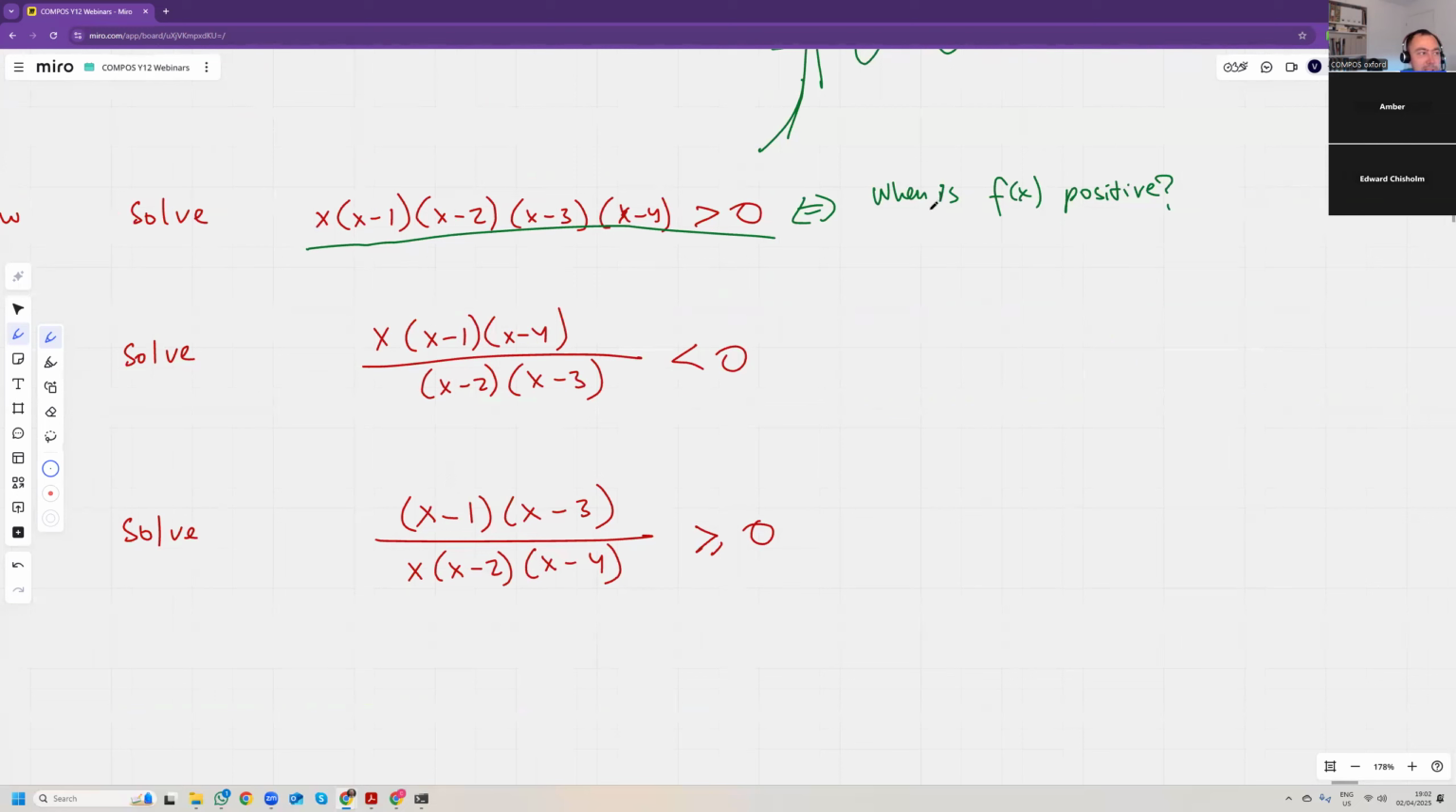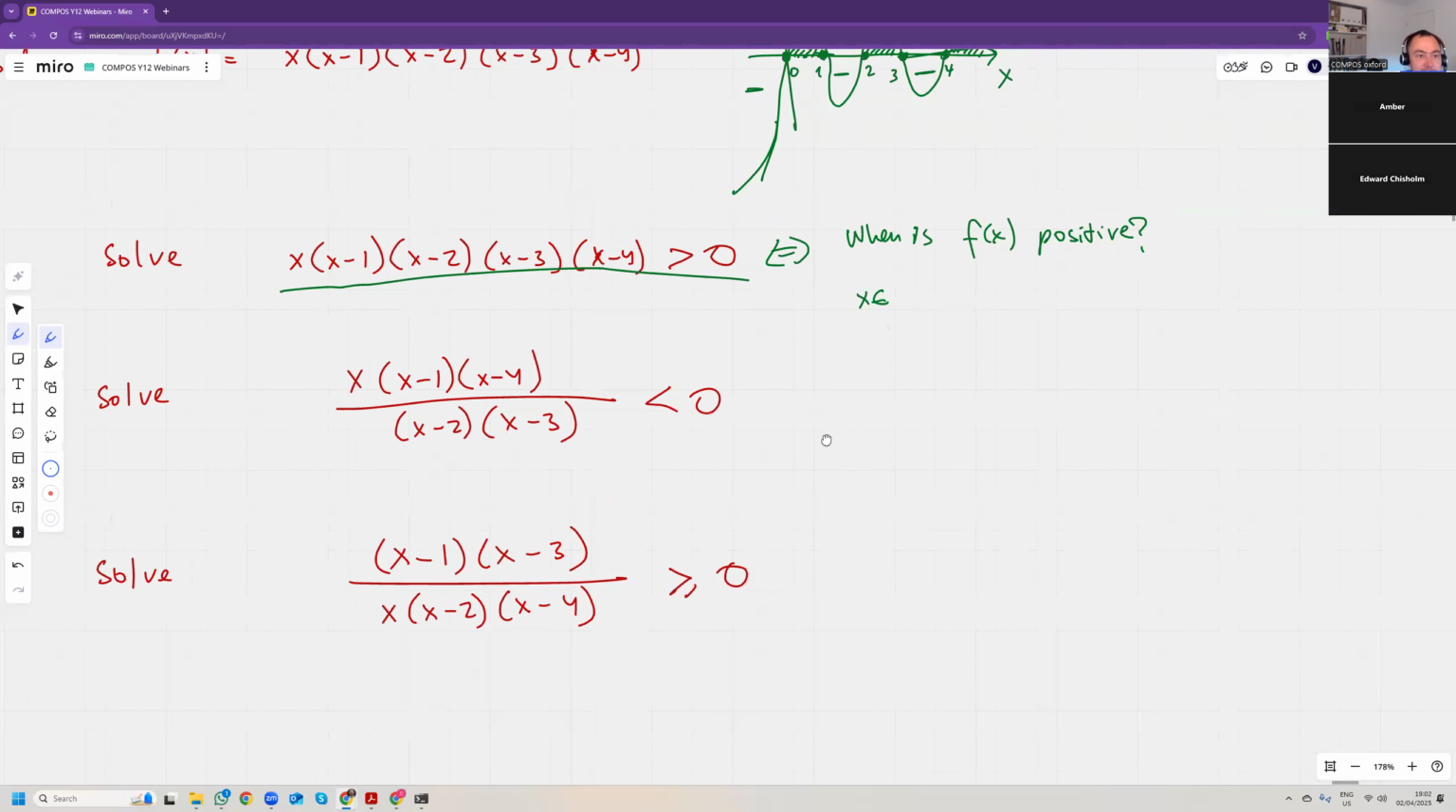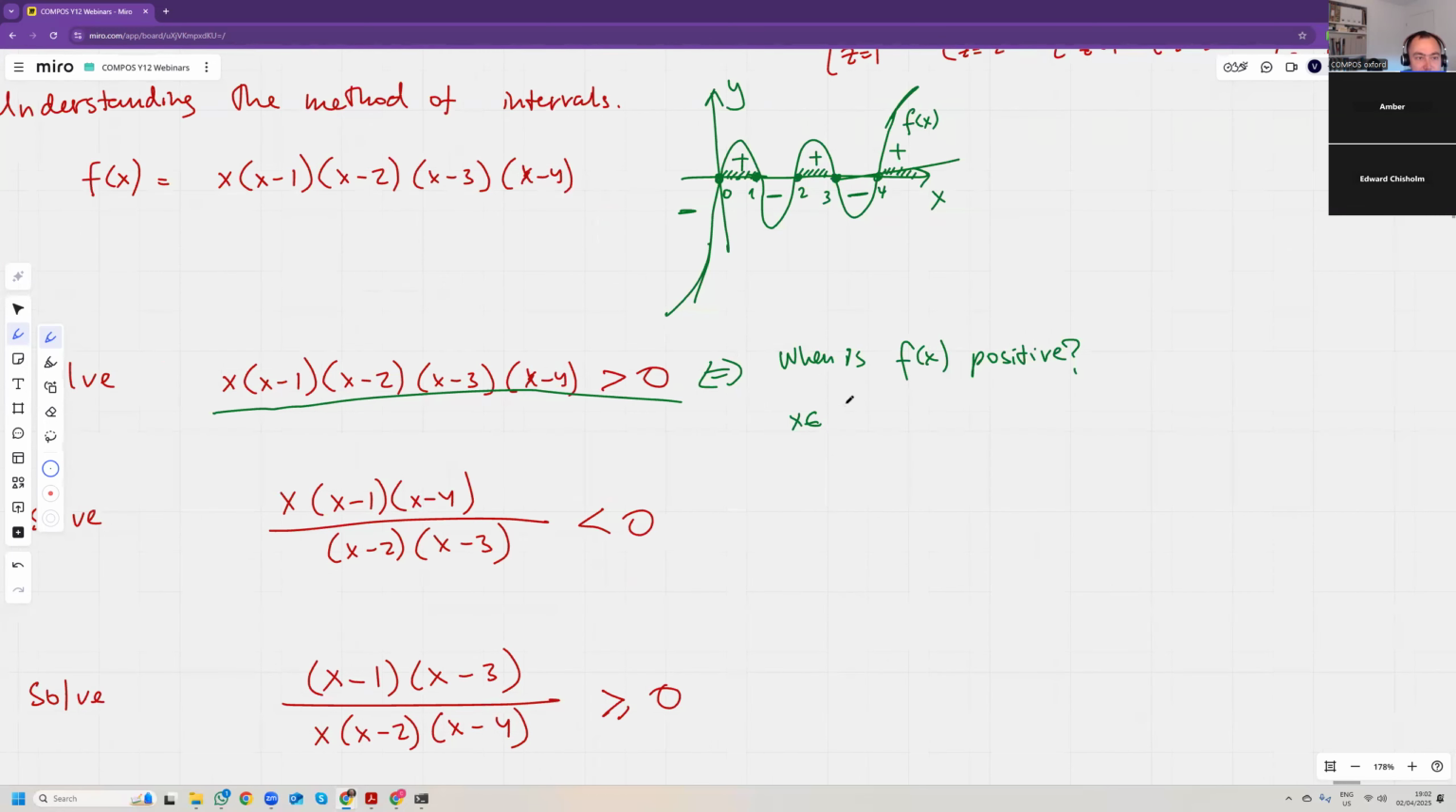When is f of x positive? Well, it's positive when x is from 0 to 1, or from 2 to 3, or from 4 to plus infinity. Okay? And you can see that the function is positive here, here, and here. We call them intervals. There are 3 intervals where the function is positive.